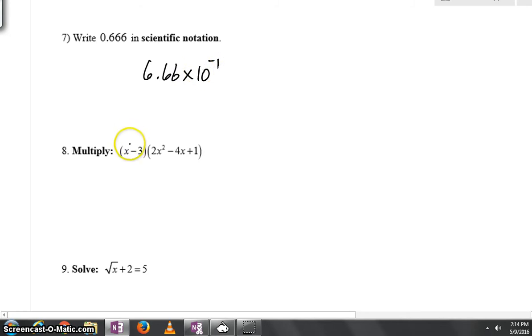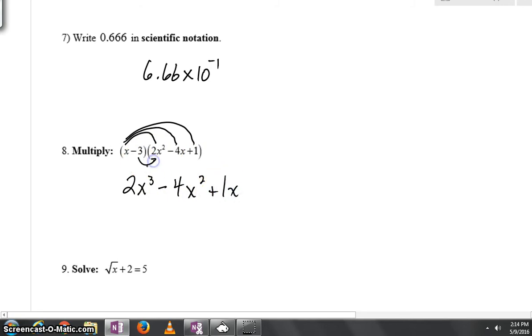For number 8, we're going to multiply. That means we have to do some distributing. X times 2x squared, we're going to add these powers to get 2x cubed. X times negative 4x, you'll get negative 4x squared. X times 1, you'll just get a 1x.